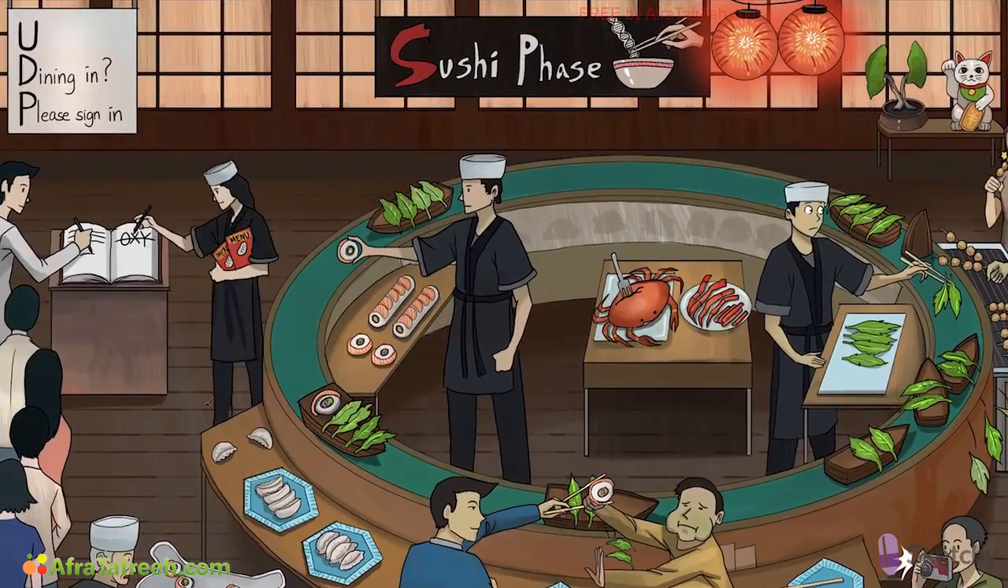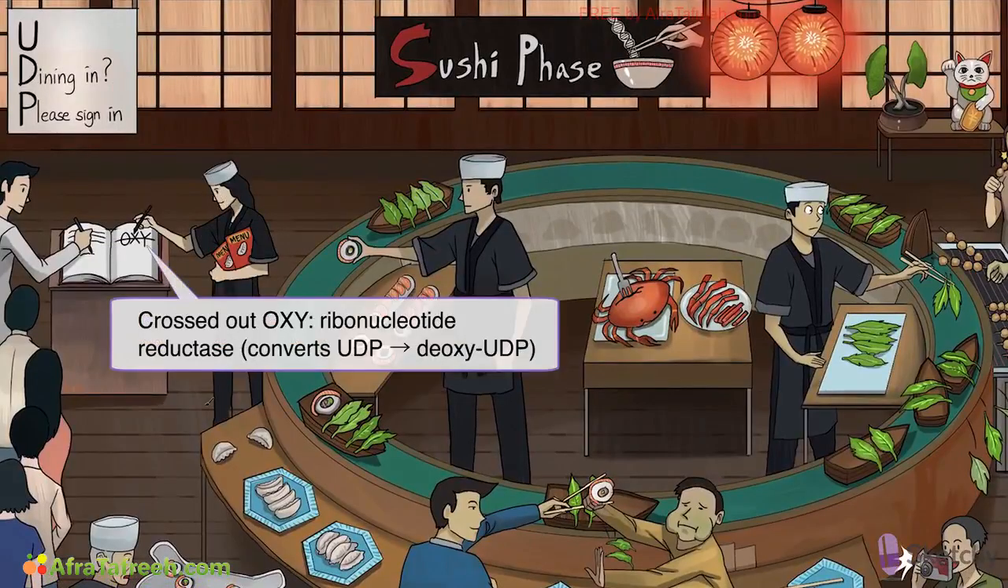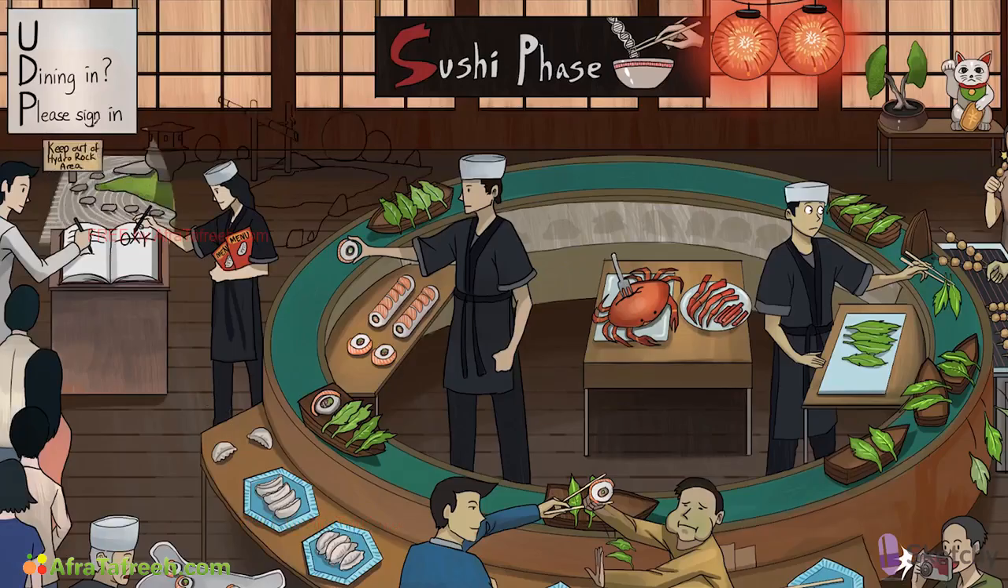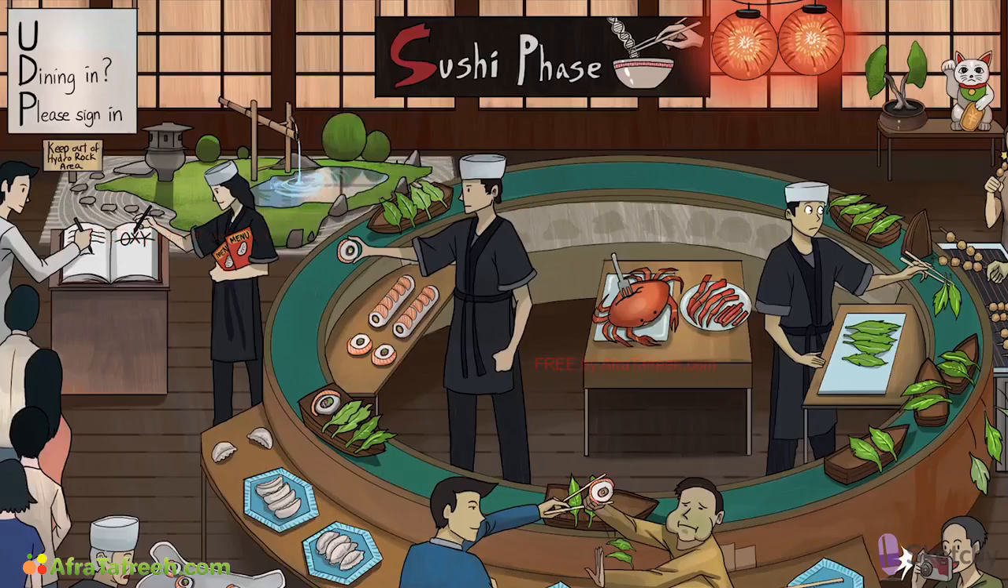As the waitress crosses off the name Oxy and reduces the length of the list, think of ribonucleotide reductase converting that UDP into its deoxy form. Now we're getting somewhere. Once we have DUDP, we can dephosphorylate it into those DUMP dumplings. And since the wait times at Sushi Phase can be, well, as the last Yelp reviewer put it, excruciating, why not enjoy the peaceful Zen garden fountain in the corner while you wait?